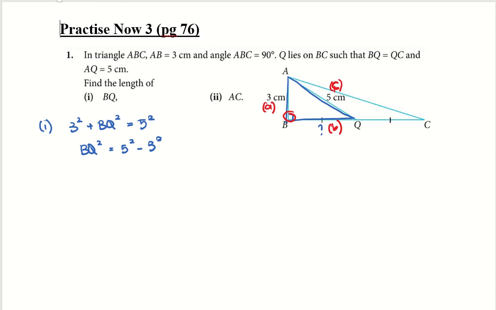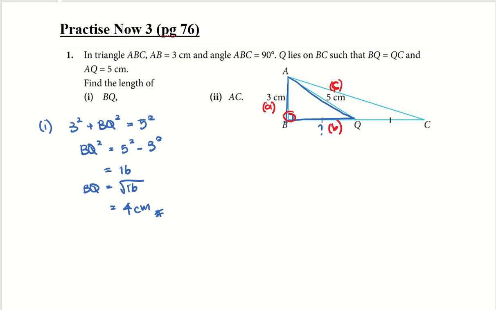Please make sure you have your calculator with you. Press into your calculator 5 square minus 3 square, you end up with 16. But that will be your BQ square. So last but not least, you just have to take the square root, and that will give you BQ to be a length of 4 cm. That is for part 1.